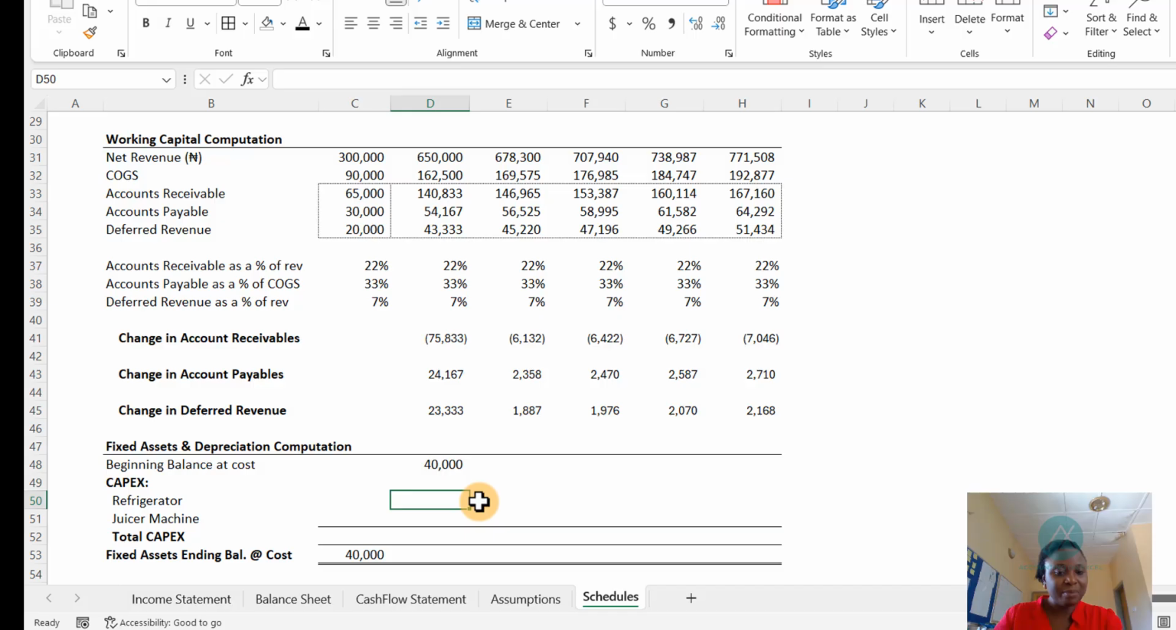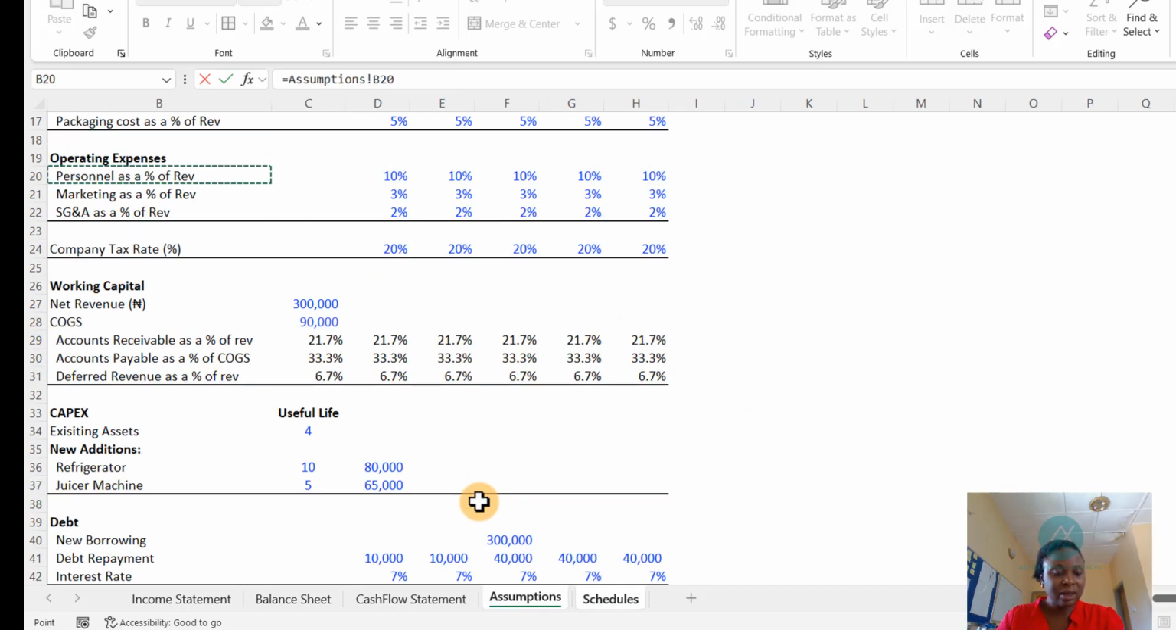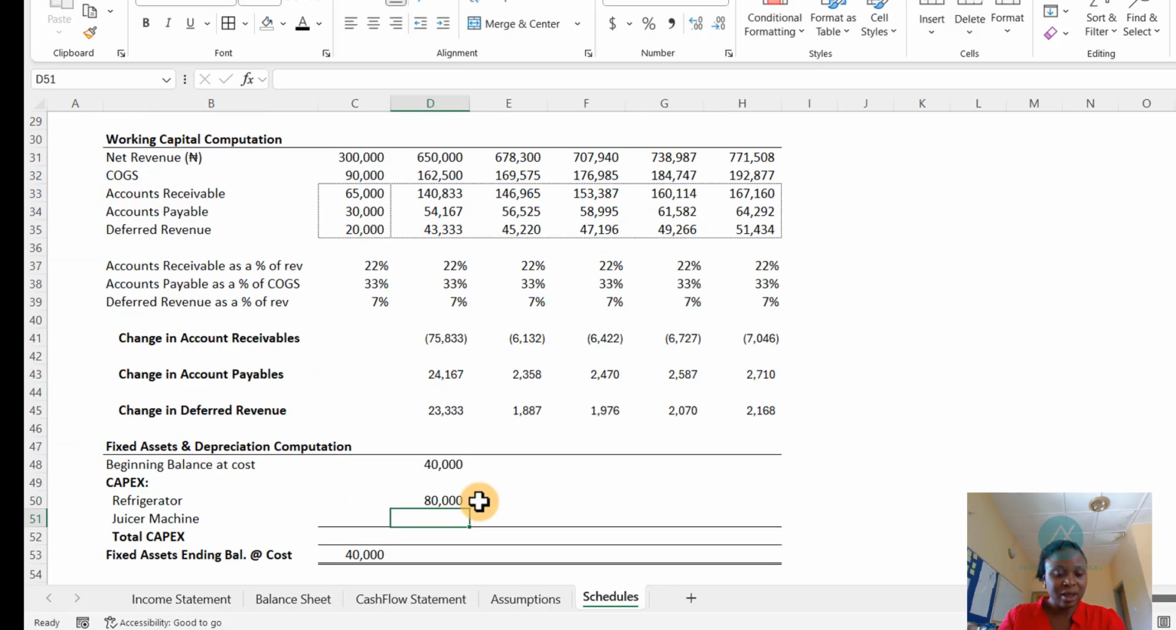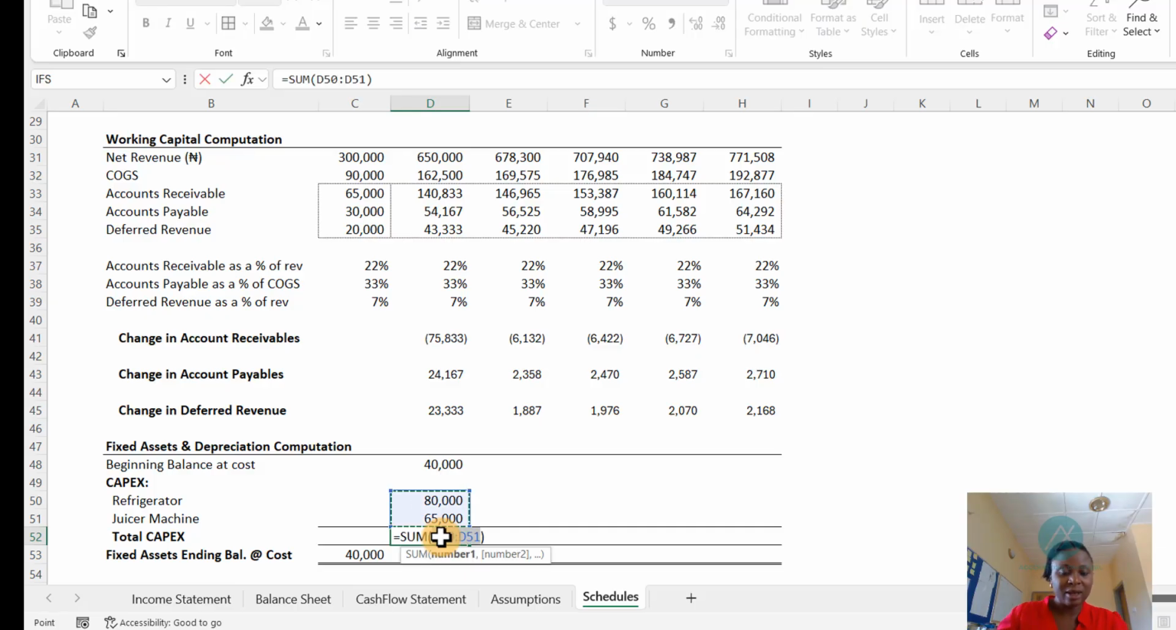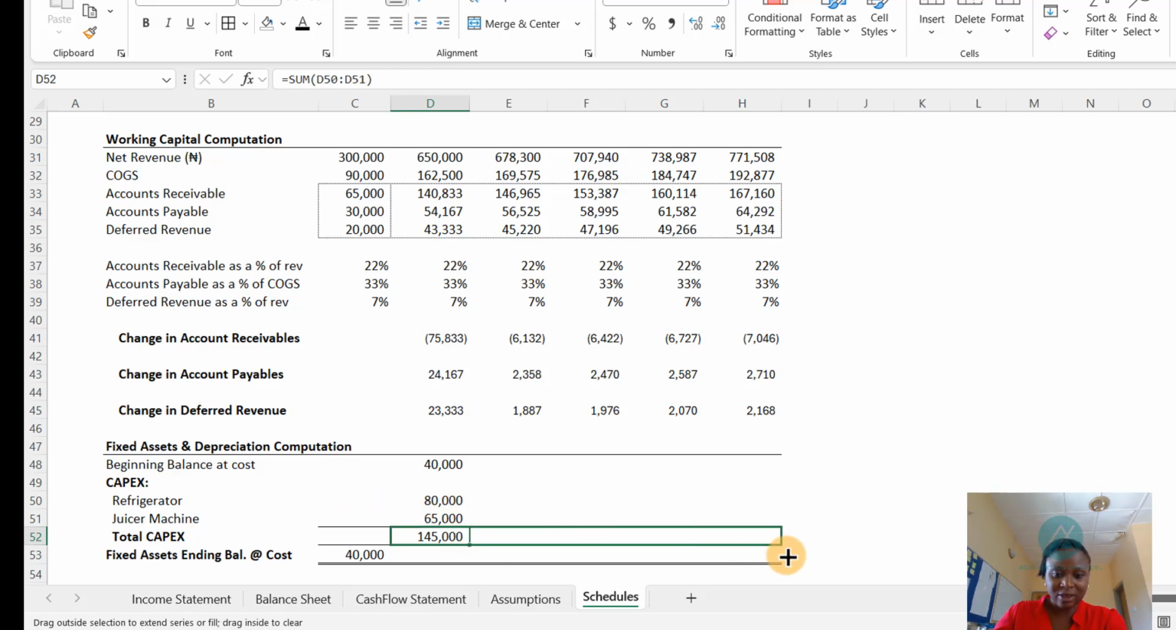Now, so what's the capex? There was a capex, that's capital expenditure, of the refrigerator. So go to the assumption sheet and pick that assumption, which is column D, mind you, 80,000 and 65,000. So the total capex, mind you, this is for total capex. So I will just use the formula. This is for total capex, not including existing, just all the capital expenditure that was made that year. So I'll just copy the formula downwards.